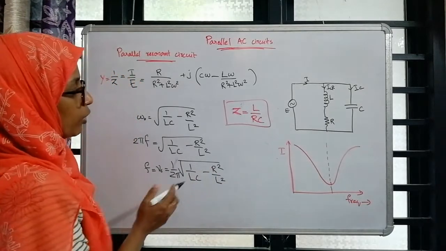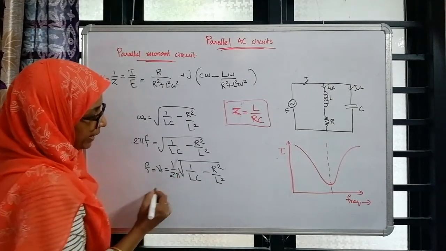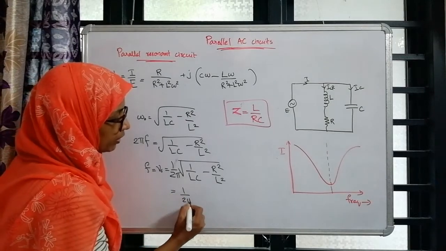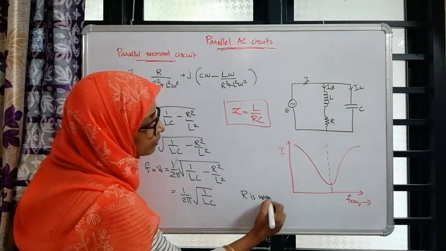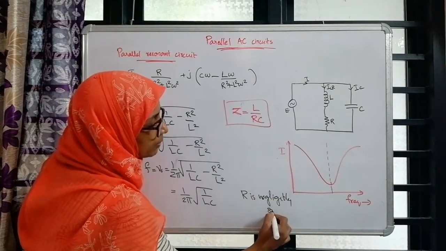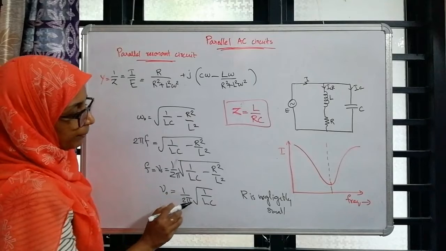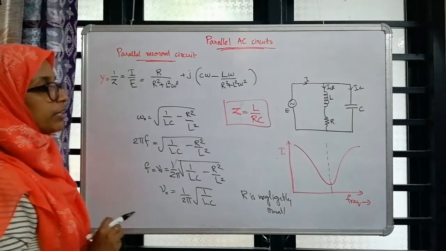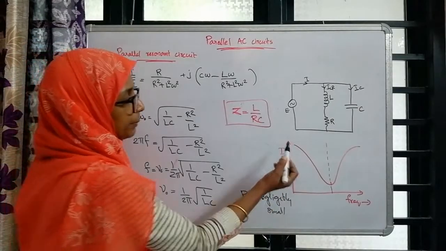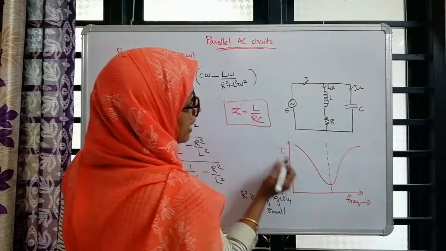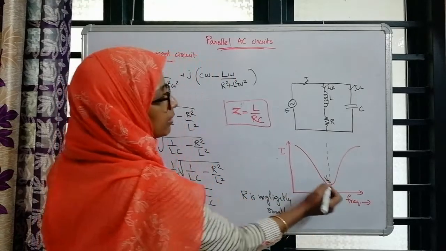If the R is very small, that we have already discussed, this term will be negligible compared to the 1 by LC, and this will be almost approximately equal to 1 by LC when R is negligibly small. And when R is negligibly small, it reduces into nu 0 is equal to, or frequency f is equal to 1 by 2 pi root of 1 by LC, which is the natural frequency in the condition R is negligibly small. This can be represented graphically like this: the frequency along x-axis and the current along y-axis. This will be the frequency nu 0, or the natural frequency.